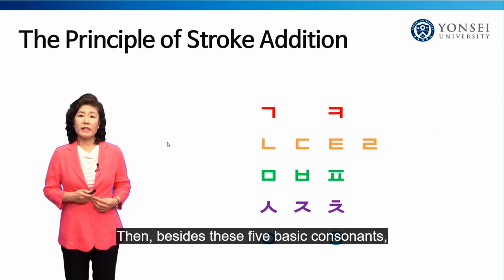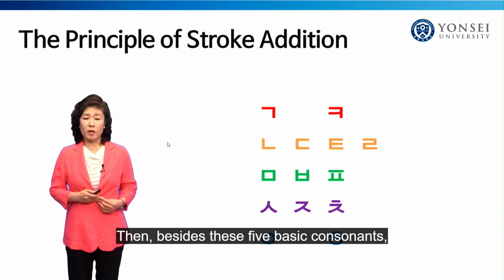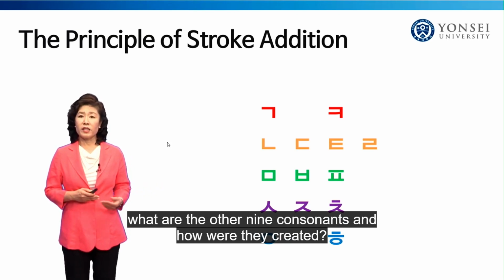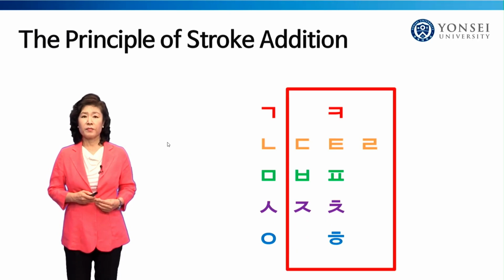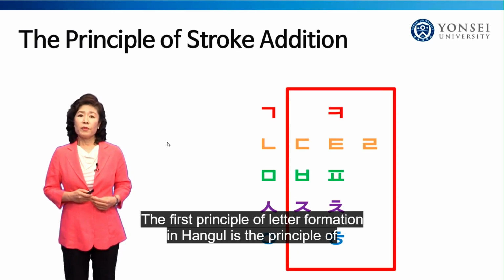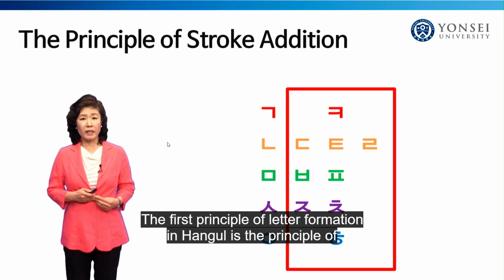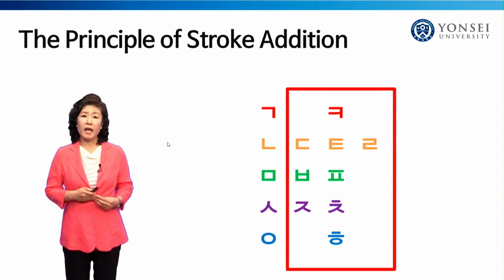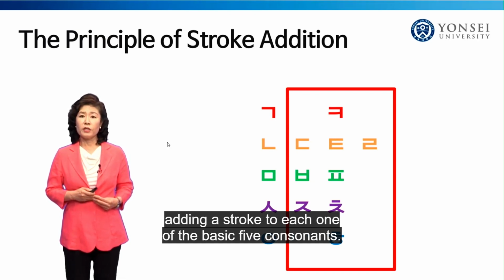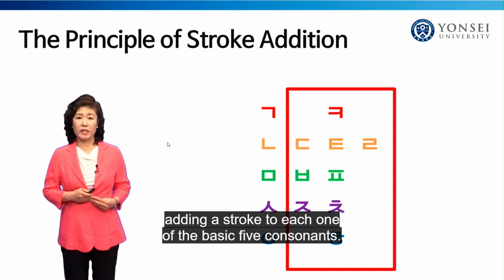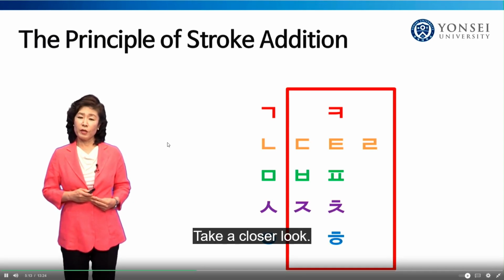Then, besides these 5 basic consonants, what are the other 9 consonants? And how were they created? The first principle of letter formation in Hangul is the principle of stroke addition. As you can see, the rest of the 9 consonants were formed by adding a stroke to each one of the basic 5 consonants. Take a closer look.